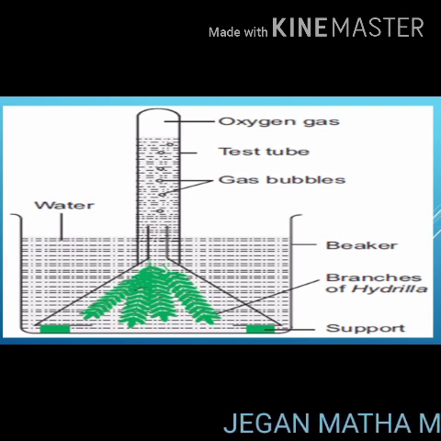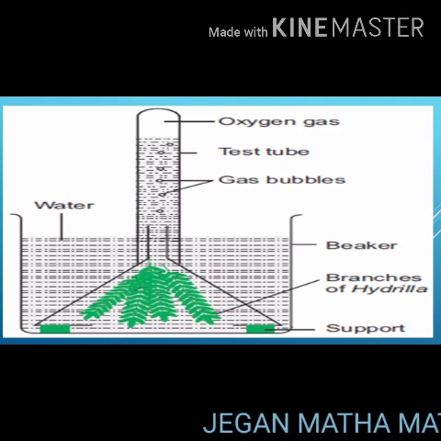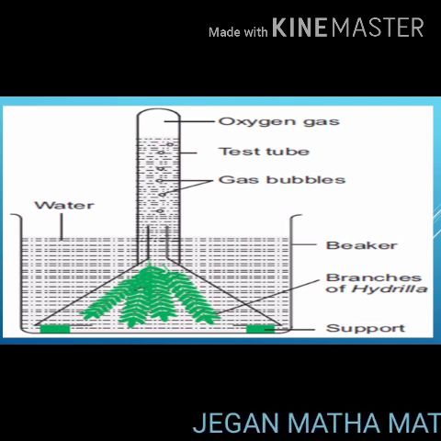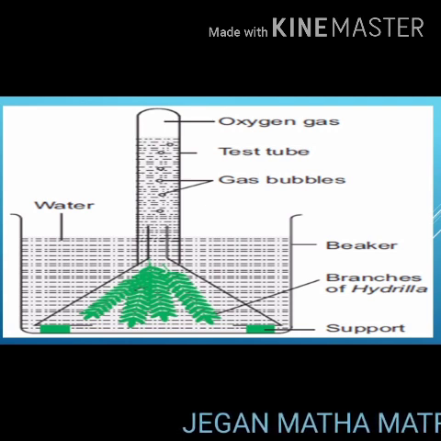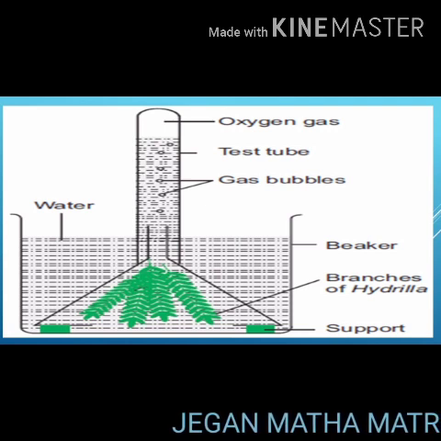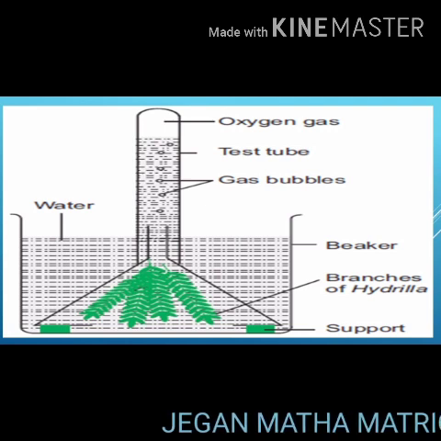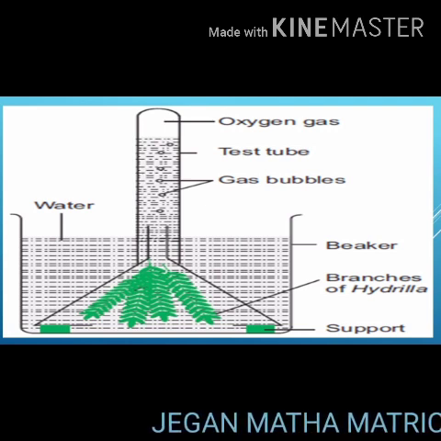Proof for release of oxygen in photosynthesis. Take a healthy branch of hydrilla and place it in a funnel. Invert the funnel in a beaker of water as shown in the figure. Invert a test tube over the stem of the funnel. The stem of the funnel should be kept immersed inside the water.